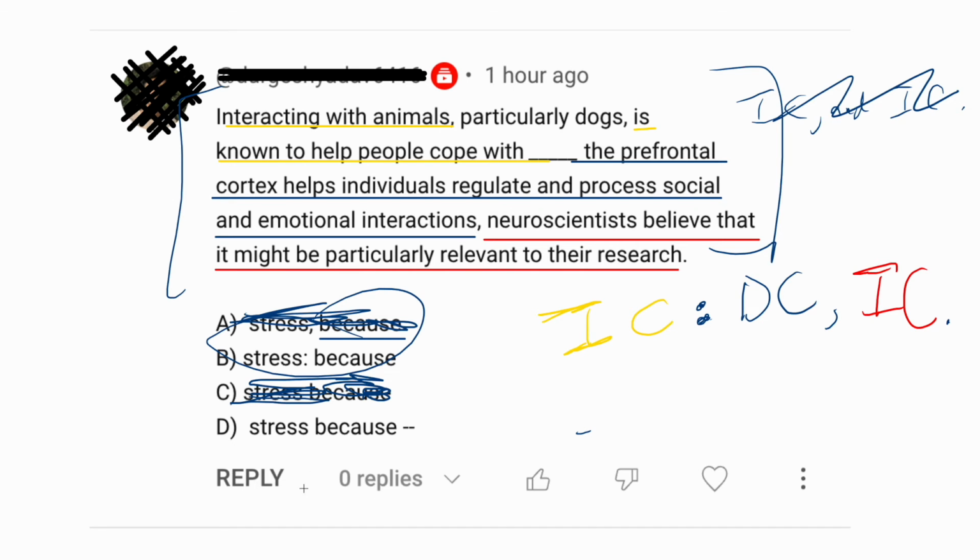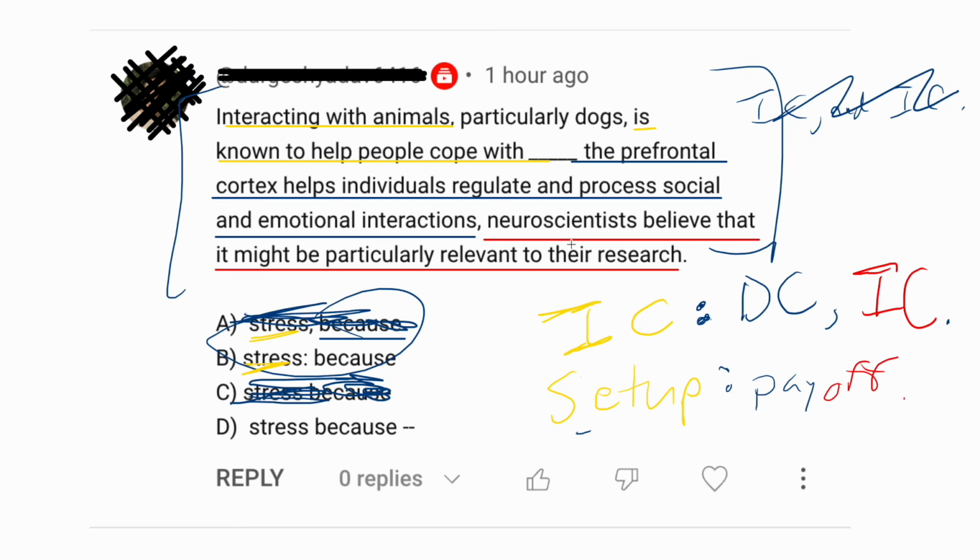But another way to think about this, to connect it to other uses of the colon, we have what I would call the setup there in yellow, and that's going to go up to and include the word stress. And then we have what I call the payoff. Now, in this case, the payoff consists of those two portions, so I'll use the two colors. By setup, I mean something that is creating a sense of expectation. And by payoff, I mean something that fulfills that expectation. So here, interacting with animals is known to help people cope with stress. How so? Well, because the prefrontal cortex helps individuals regulate and process social and emotional interactions, neuroscientists believe that it might be particularly relevant to their research.